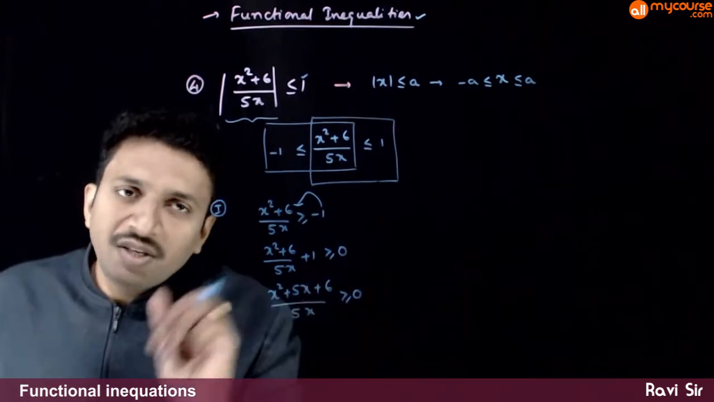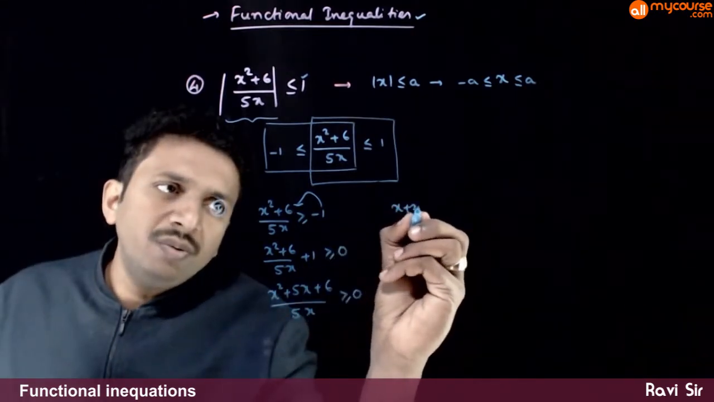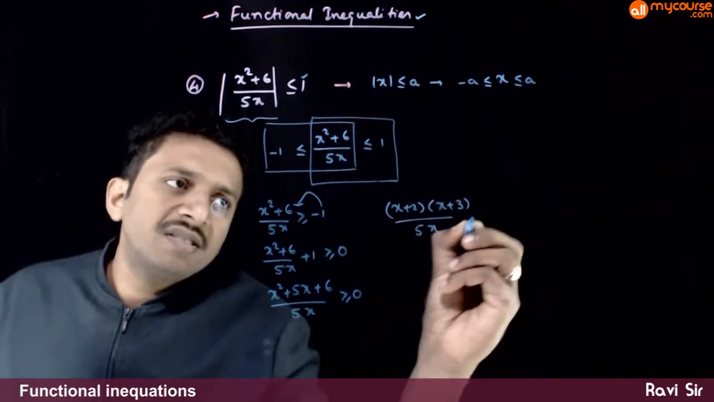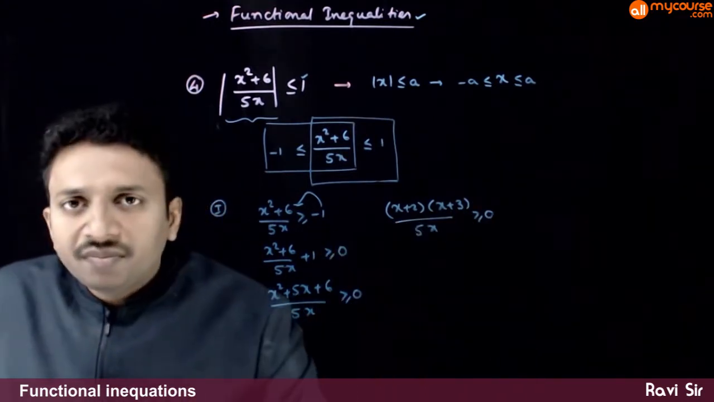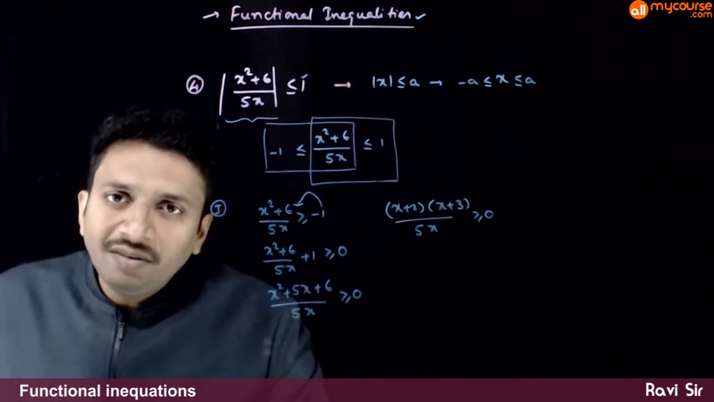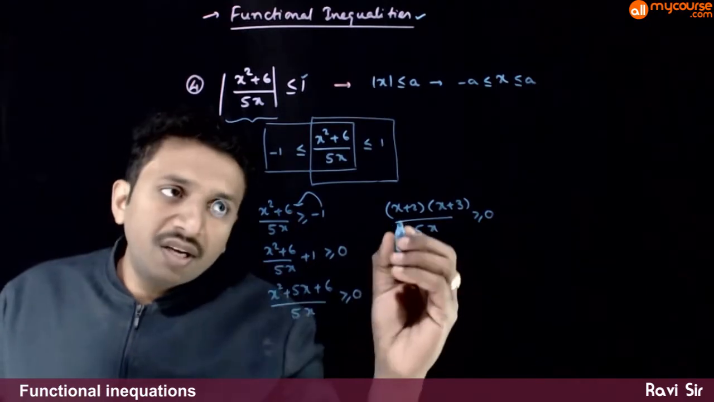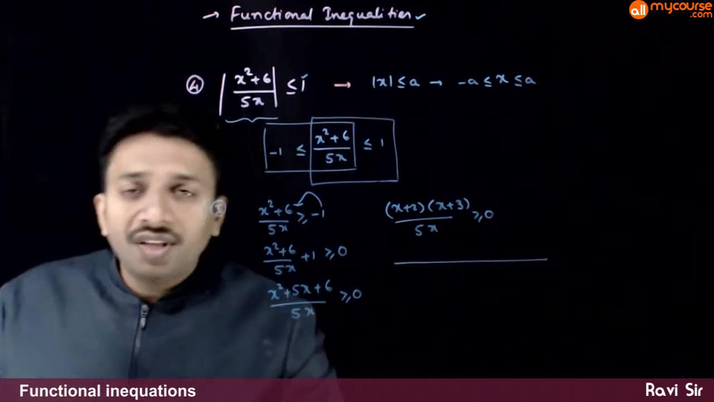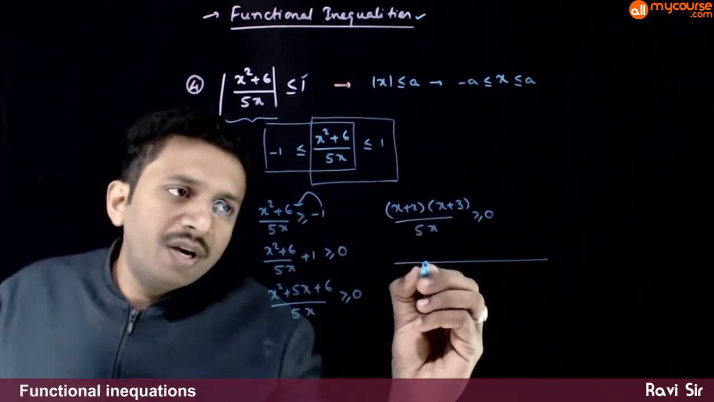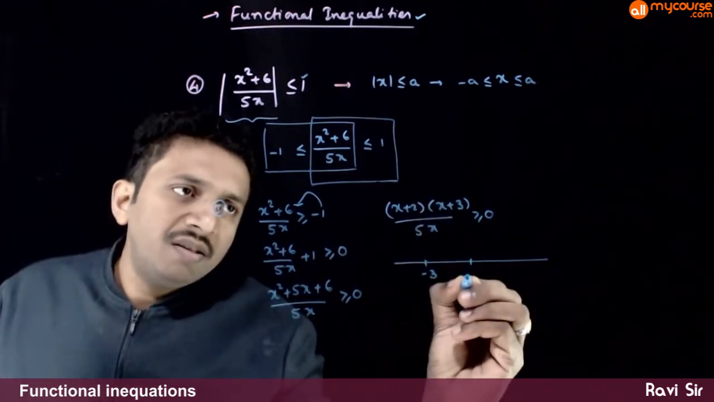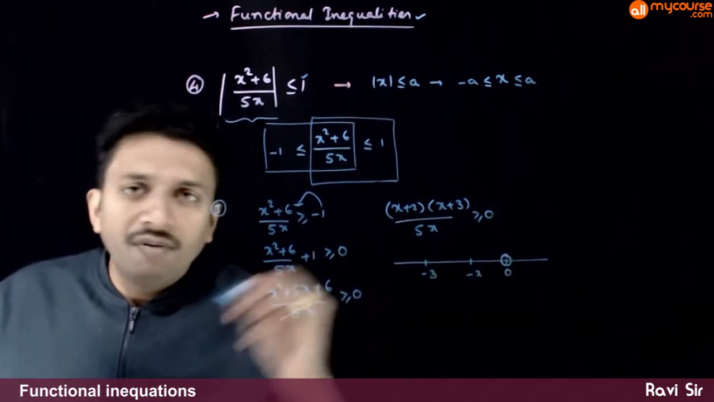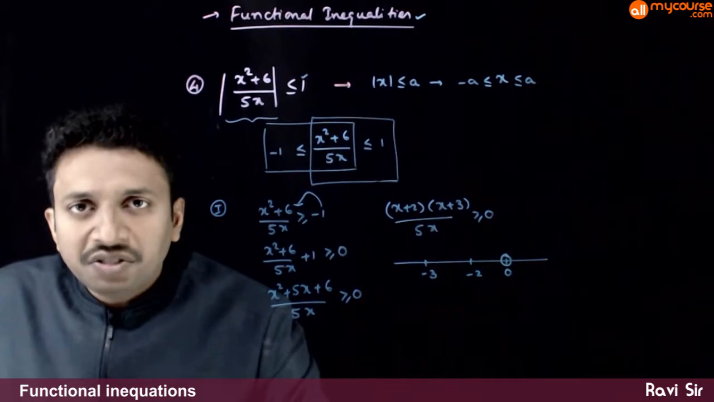If I try to factorize the numerator, you get (x plus 2)(x plus 3) by 5x greater than or equal to 0. Now this is a rational inequality. You can solve this using wavy curve method. So let me draw the wavy curve for this. So what are the critical points for this? All the leading coefficients are already positive. The critical points are minus 3, minus 2 and 0. And 0 is the pole of this rational function.